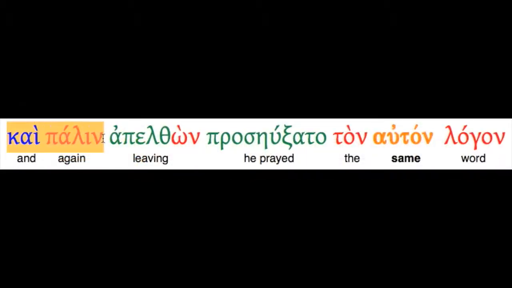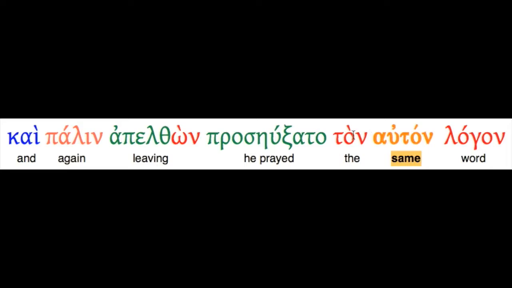Kai, pollen, apelthon, prosyuxata, ton, auton, logon. Now, don't worry too much about the first part of it. It has a participle and all kinds of things we're not used to. But, okay, and again, leaving, he prayed, ton auton logon. If we just translated directly from the master chart here, we would translate it like this, the him word. Doesn't make any sense, right? But that would be incorrect. In this case, it's that idiomatic usage with the idea of same, ton auton logon.